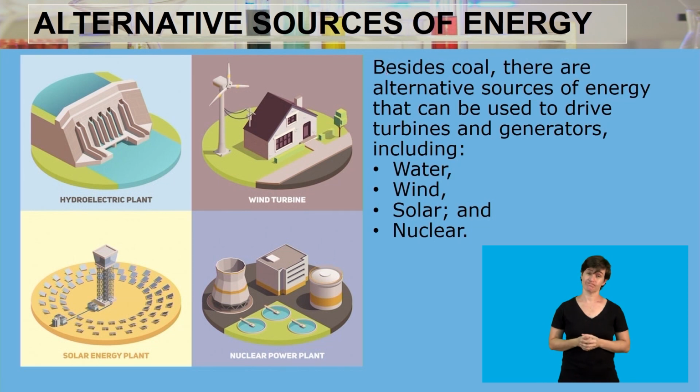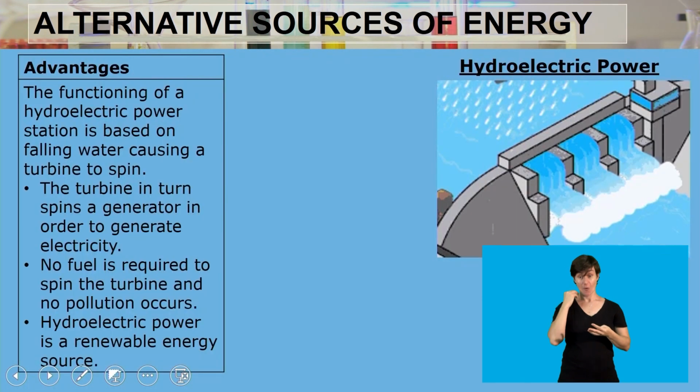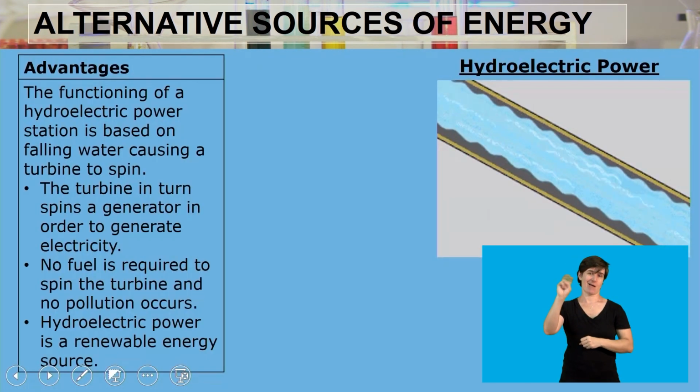Now, besides coal, there are alternative sources of energy that can be used to drive turbines and generators. That includes water, wind, solar, and nuclear. Remember, we have said water can be used to generate electricity. Each of those ways that we can use to generate electricity has both advantages and disadvantages. So let's start looking at each one of them individually.